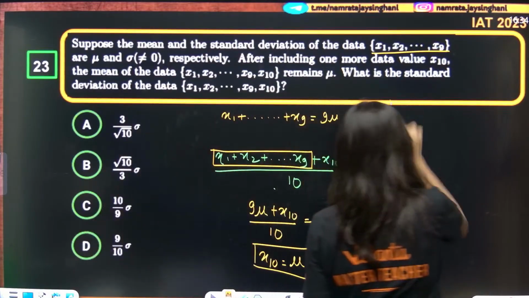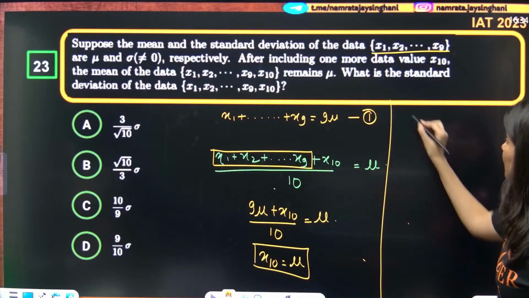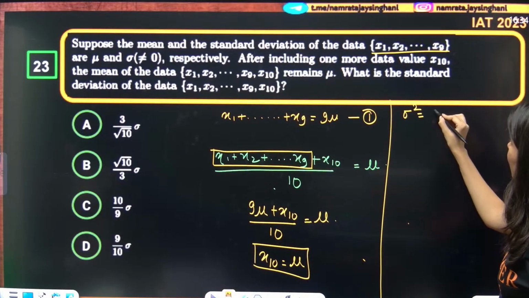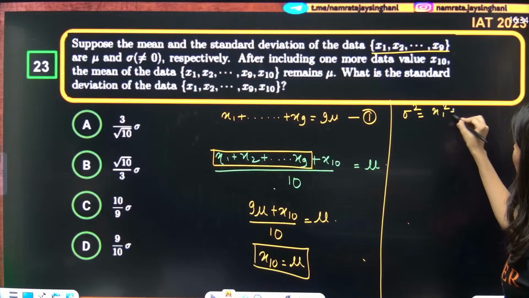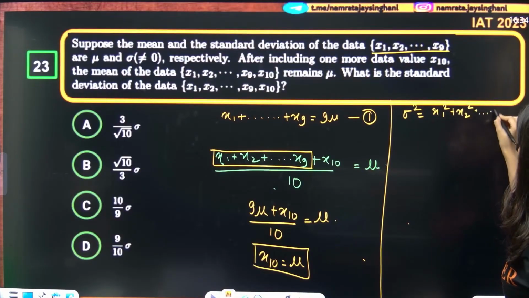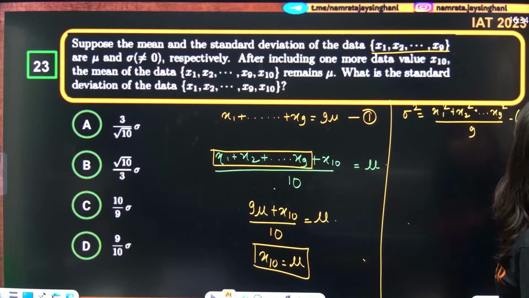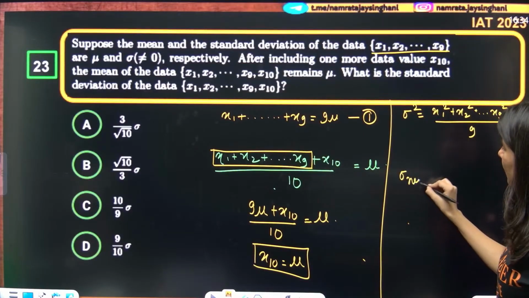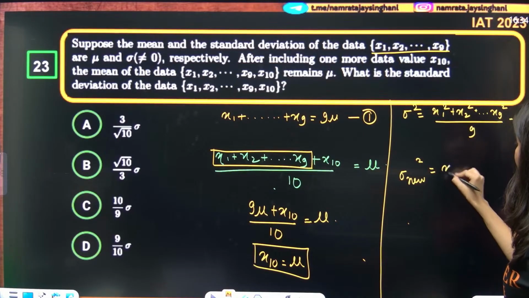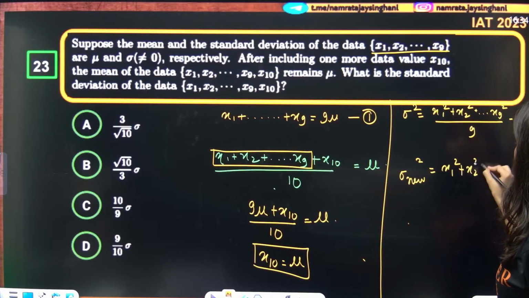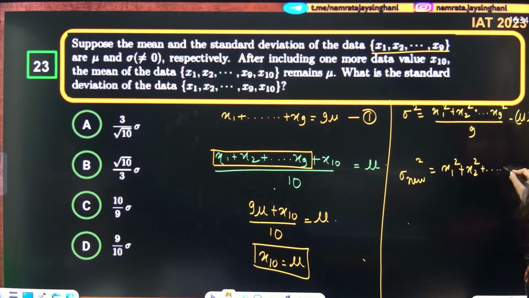Okay, now as per the question again, sigma square is nothing but (x1 square plus x2 square and all the way up to x9 square) by 9 minus mu whole square. Now the new sigma, sigma new square, is nothing but x1 square plus x2 square and all the way up to x9 square, then we have x10 square, which is nothing but mu square, upon 10 minus mu square.